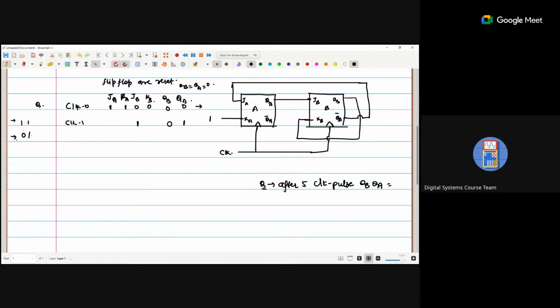If QB is 0, then KB is 0. If QB is 0, QB bar is 1, that means JA is 1 and KA is 1. Now when we apply the second clock, when both are 1, 1, QA toggles, it becomes 0, and when JB, KB are 1, 0, QB becomes 1.